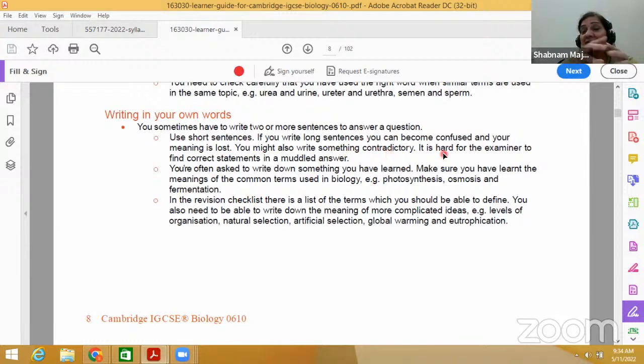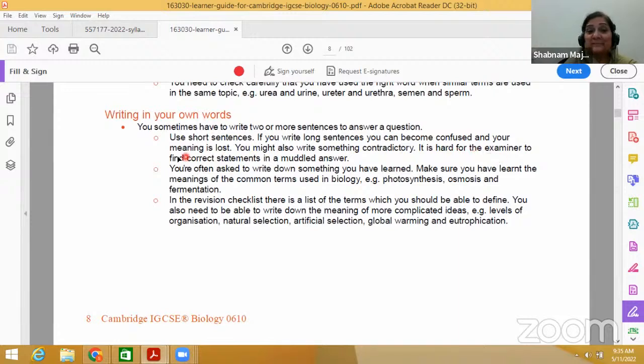Contradictory means, suppose in the first sentence you write a right answer, but after extending your answer, you want to fill up the lines and you write another statement at the end. This statement contradicts your previous statement in the upper part, the beginning. So when they both merge, the examiner will not give you marks on your contradictory statements. That's very important. And your meaning is lost.